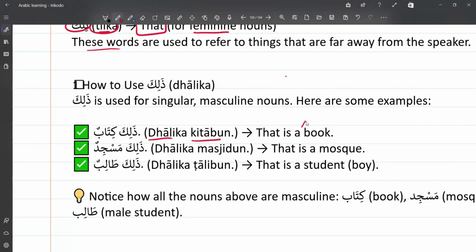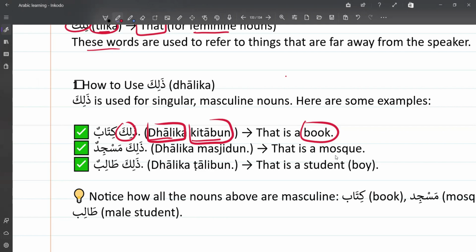In Arabic, a book is called kitabun or just kitab. Kitab means a book in Arabic, or you can say kitabun, right? So we will say zalika kitabun. Since book or kitab in Arabic is masculine, we will use the word zalika. Zalika kitabun.